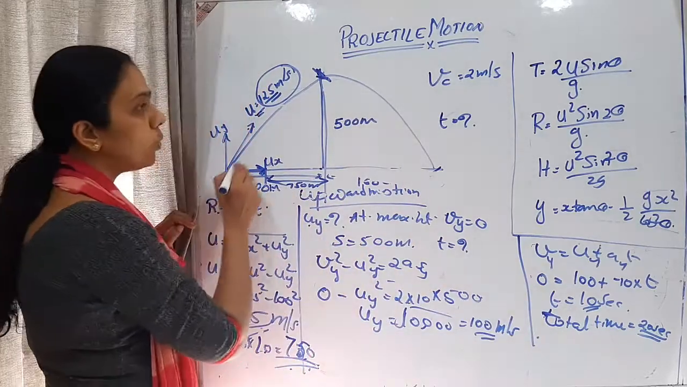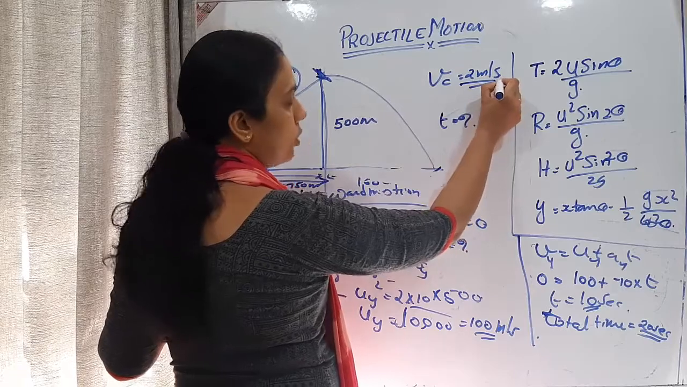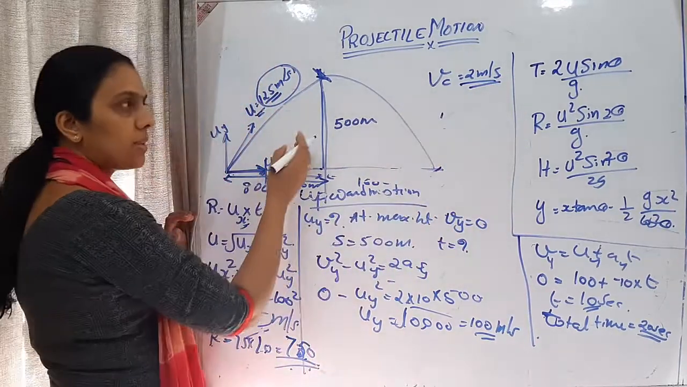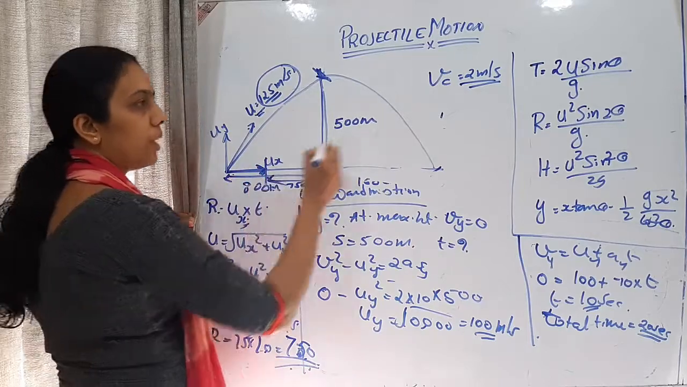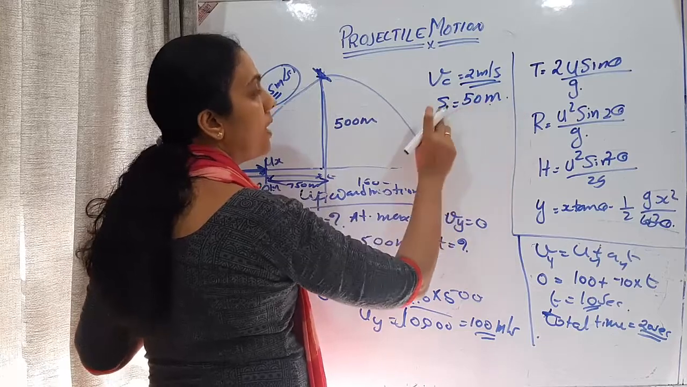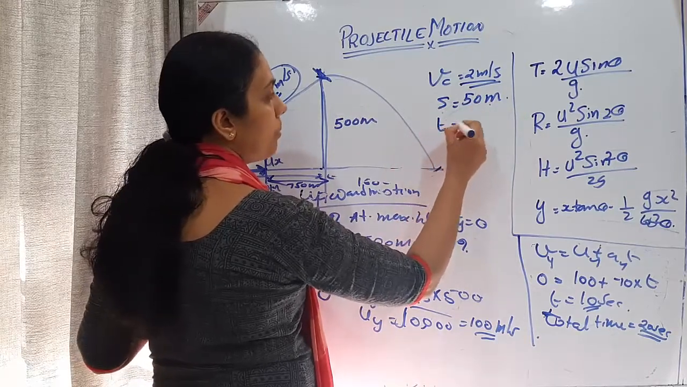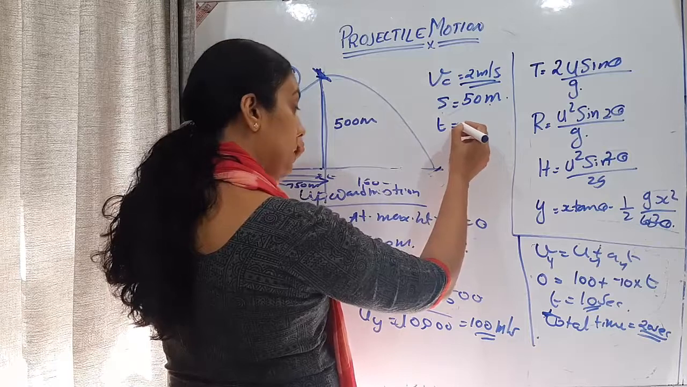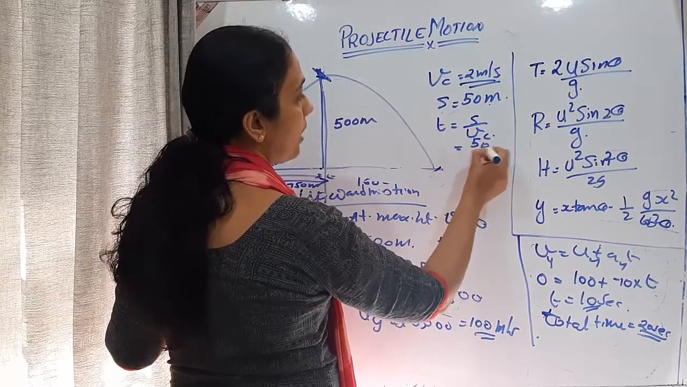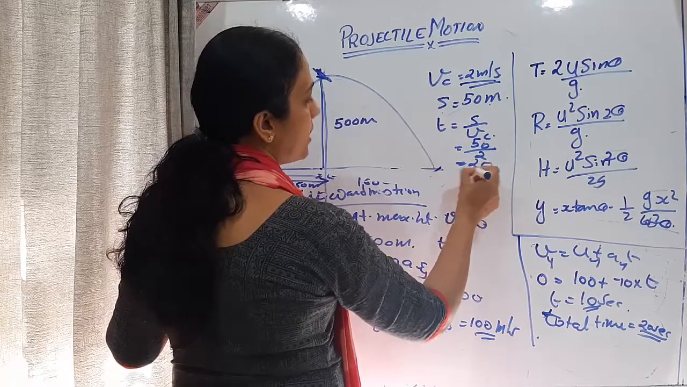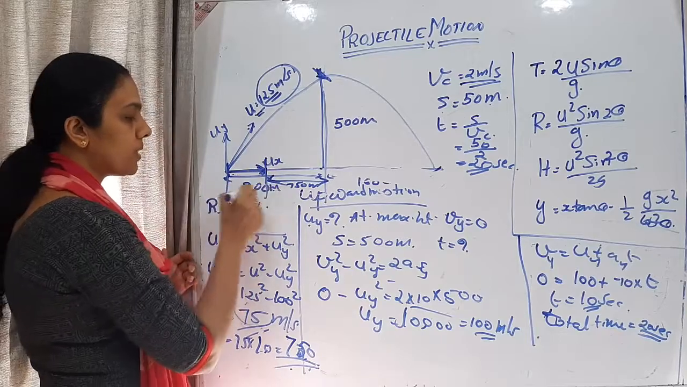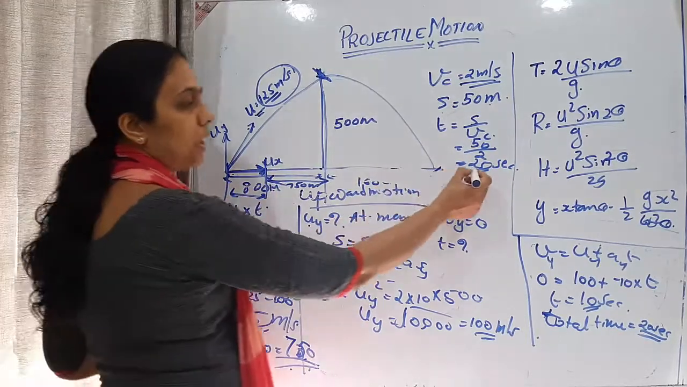Right now, the cannon velocity is 2 meter per second. How long will it take to cover this 50 meter? So the distance to be covered by the cannon is 50 meter. Velocity equals distance divided by time, so time equals distance divided by velocity. Distance is 50 divided by 2, we will get 25 seconds. So for the cannon to move from this end to this side, it will take 25 seconds.